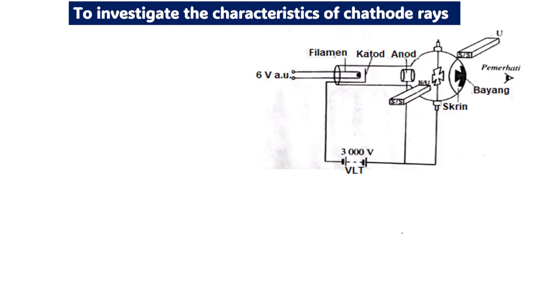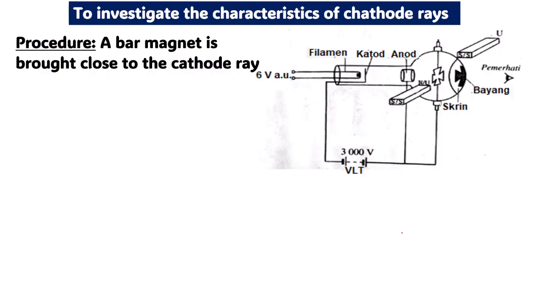Next, we move on to investigate the characteristic of cathode rays in a magnetic field. In this, we have the cathode rays, and a bar magnet is brought close to the cathode rays. We have a pair of bar magnets. Here is the north, and on the right side is the south. In between, it will produce a magnetic field between the north and south.